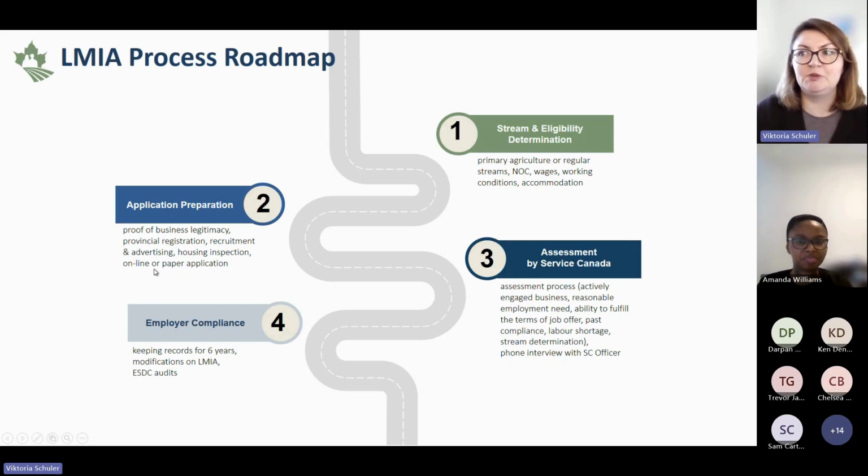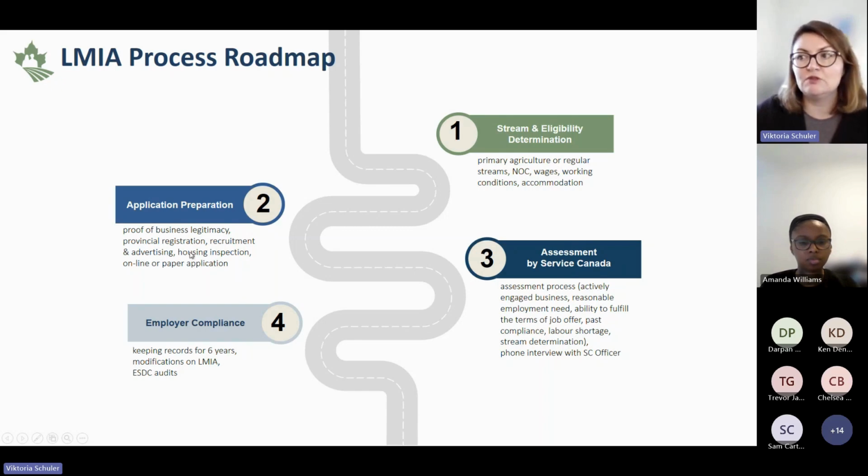Step number 2 will be preparing an application. It might be a bit of an overwhelming process when you start, as you need to prove your business legitimacy. Basically, you need to prove that the business has been operating and has been making enough profit to be able to afford to hire extra workers. In certain provinces, such as Manitoba, Saskatchewan, and BC, as an employer you are required to do a provincial registration.